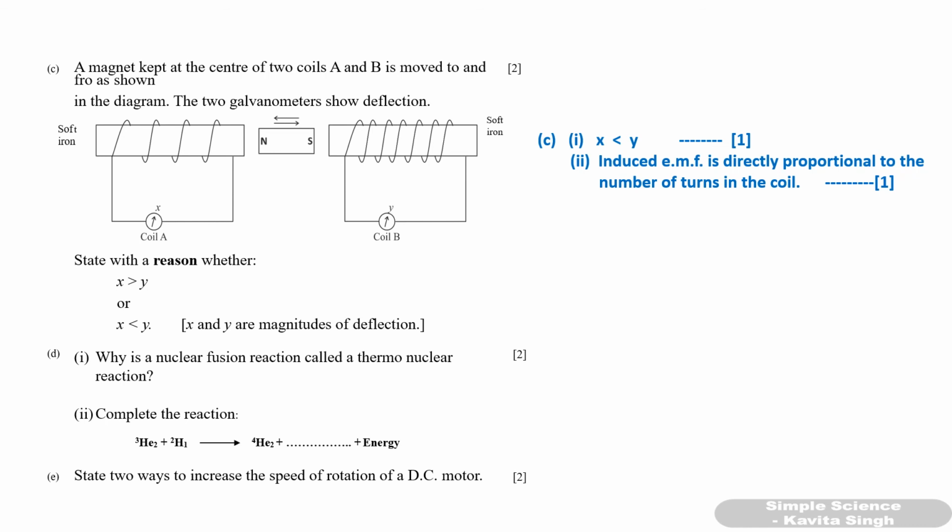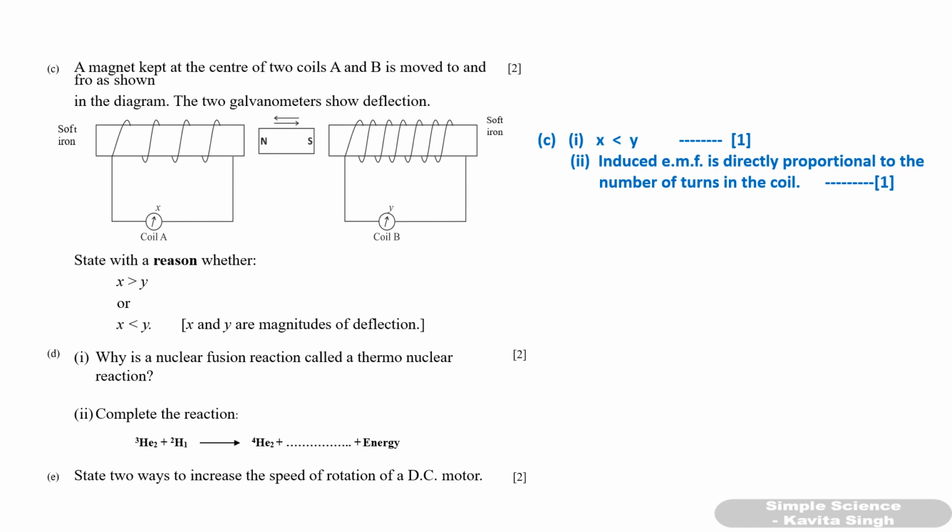Okay. Now D, question number 4D, first part. Why is a nuclear fusion reaction also called a thermonuclear reaction? And then second part is complete the reaction. So to complete the reaction, you have to check the atomic number on both the side, total atomic number and total mass number on both the side, and then find out what is the atomic number and mass number of the atom which will come in the blank.